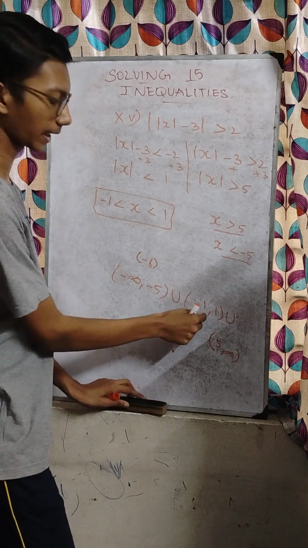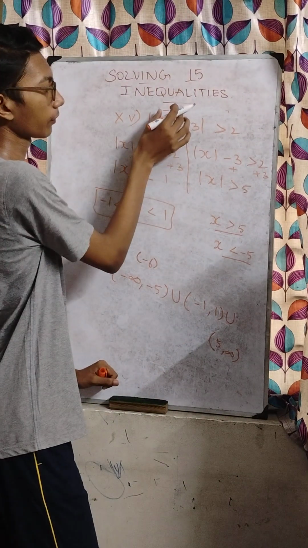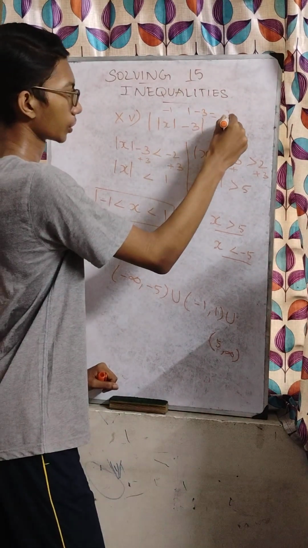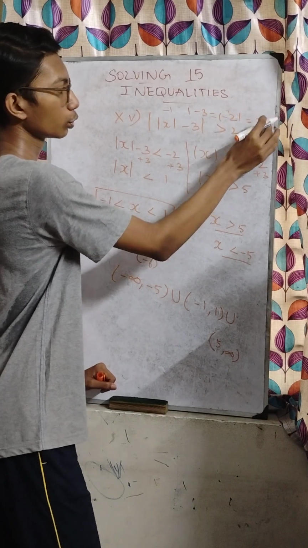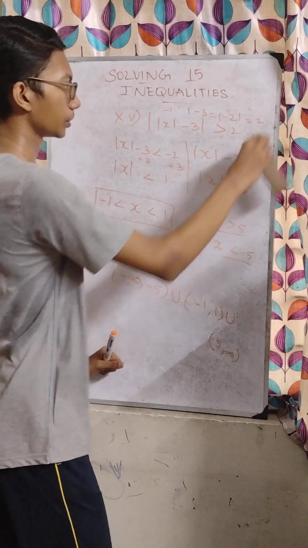Now let's take a number that cannot satisfy. Let's take a number like negative 1. Modulus of negative 1 is 1. 1 minus 3 gives minus 2. And modulus of minus 2 is 2. 2 is not greater than 2. So this does not satisfy.